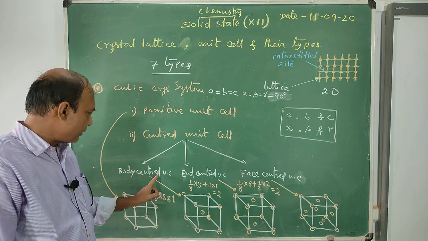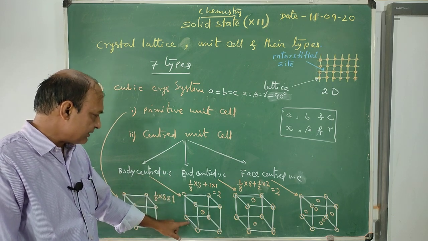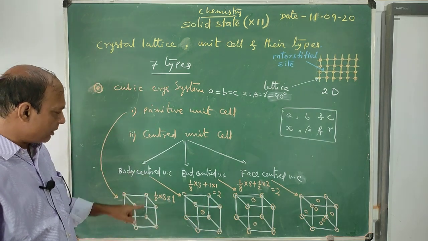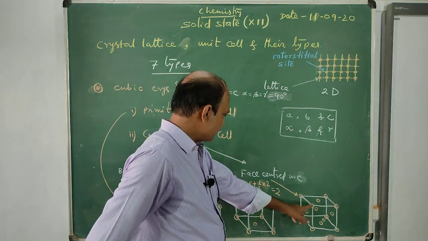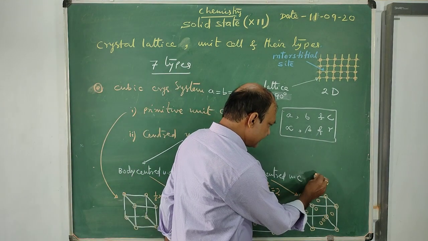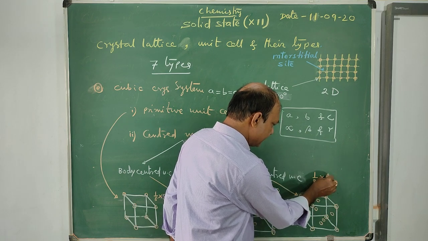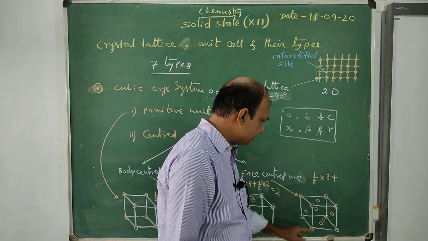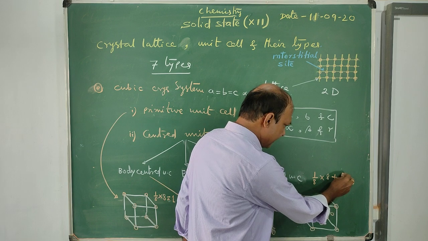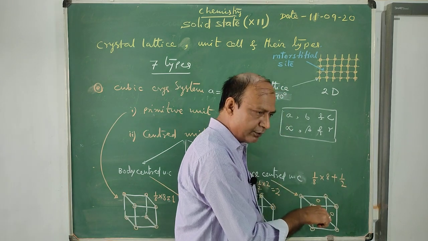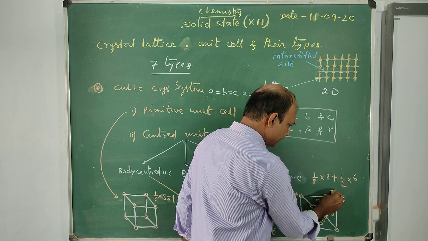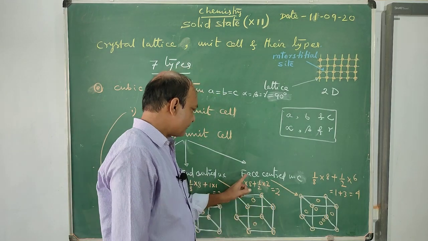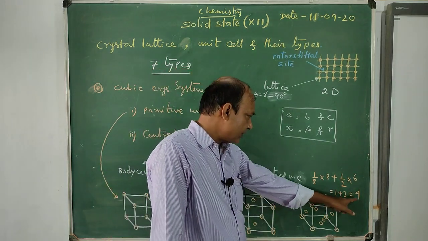One body-centered unit cell is composed of 2 particles, and a primitive unit cell is composed of 1 particle. Now come to the last one, the face-centered unit cell. The calculation is similar: 1 by 8 into 8 for the corner particles, plus the particles at the center of each face. There are 6 such particles and the contribution is half to the unit cell, so half into 6. That is equal to 1 plus 3, which is 4 particles. Now you come to know that a face-centered unit cell is composed of 4 particles.